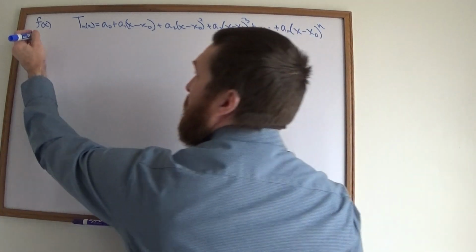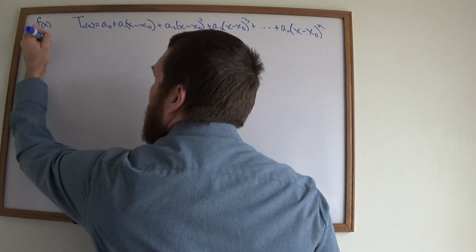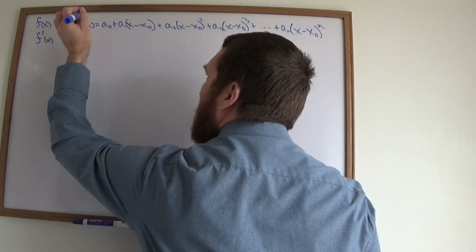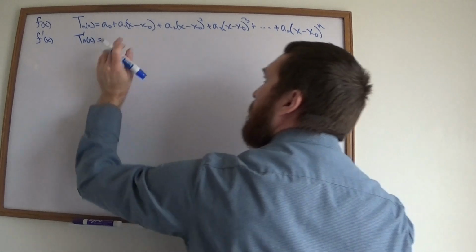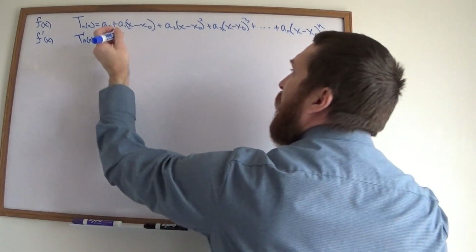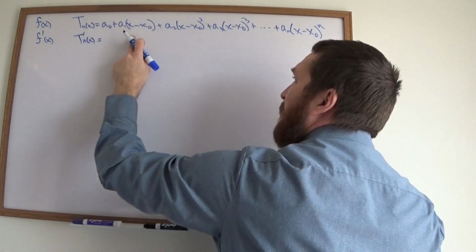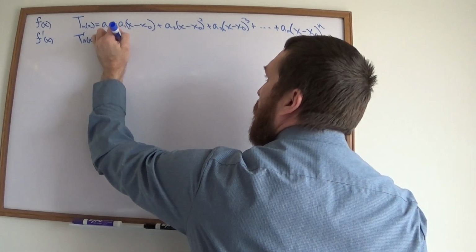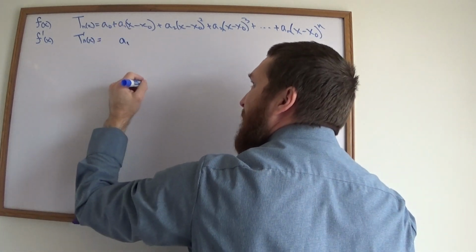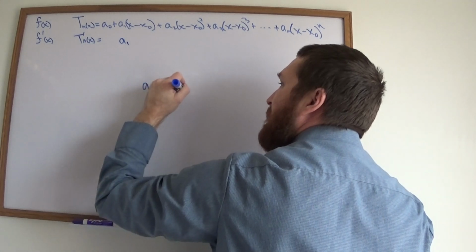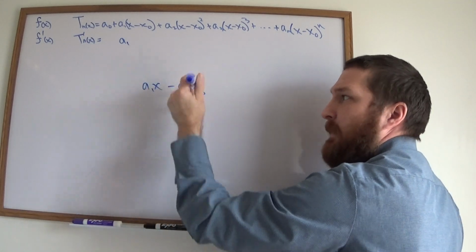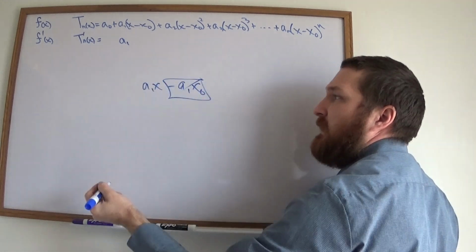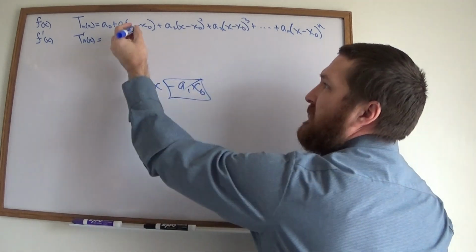So we just do the same thing. We take the derivative here, and we take the derivative here, and what do we get? A0 goes away. And then what do we have here? Just a1, because a1 times that is a1x minus a1 x0. This is just a constant, whatever it happens to be, and so when you take the derivative, it goes away, and all you're left with is just a1.